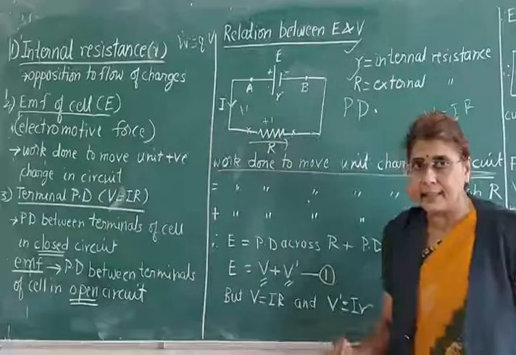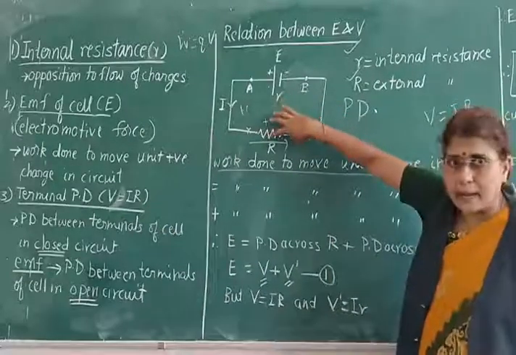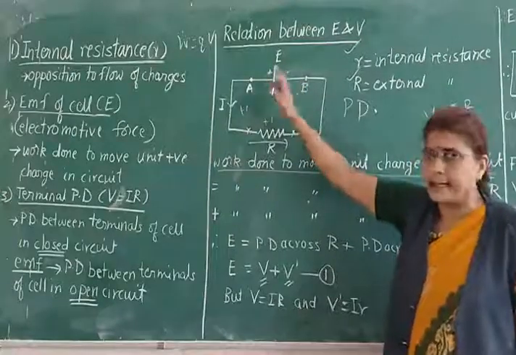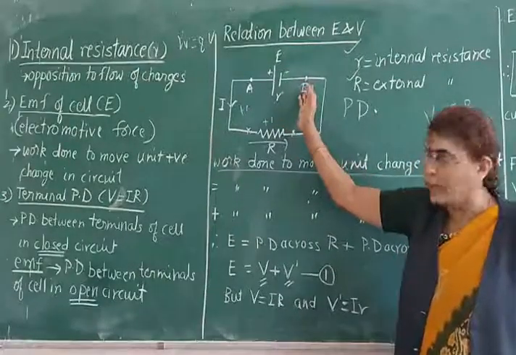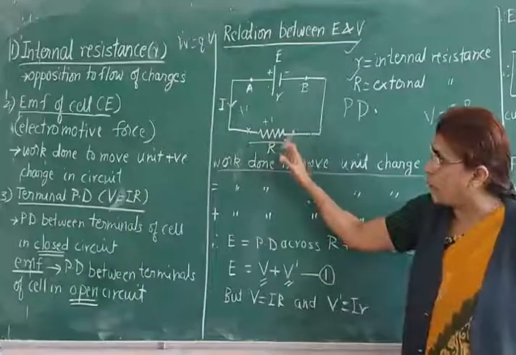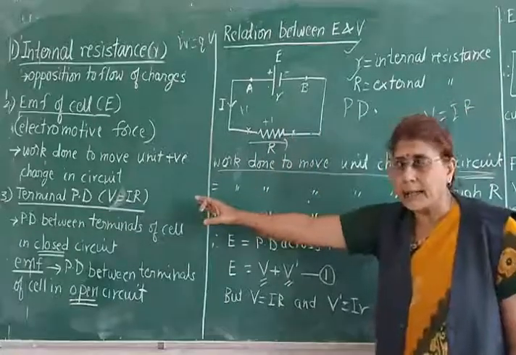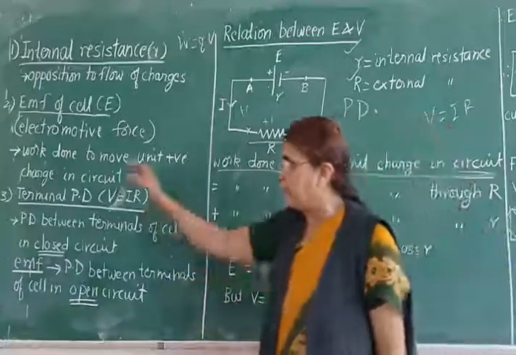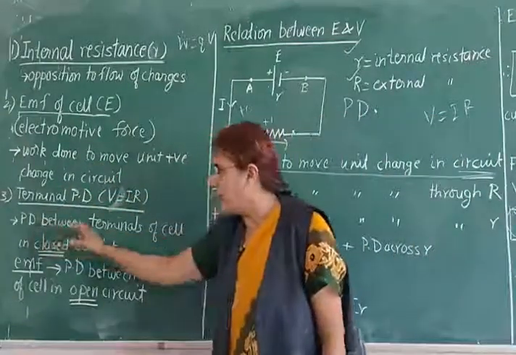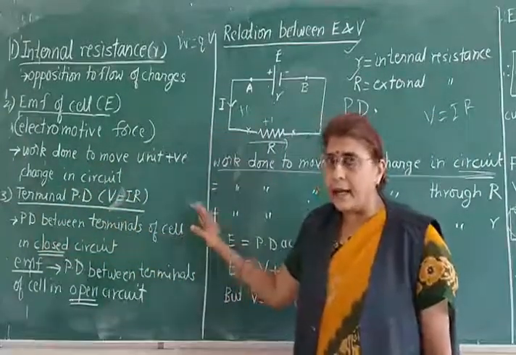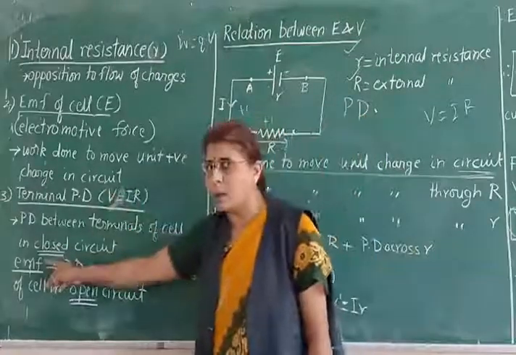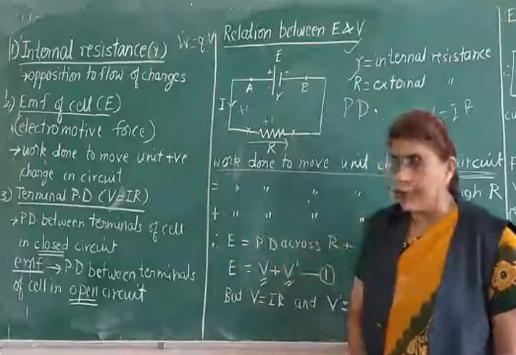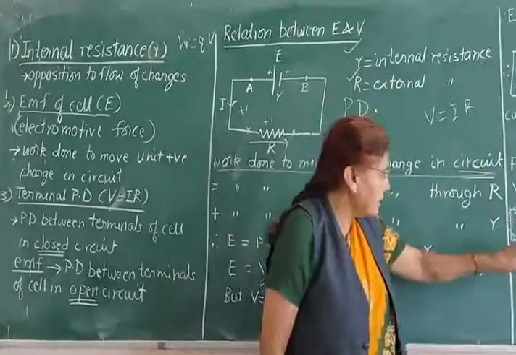So I will repeat once again. PD across R is equal to PD across the cell, because both are connected between the same two points A and B. So this value V equal to IR is called terminal PD. Remember the definition very clearly. I have written it here. It is the potential difference between the terminals of the cell under what condition? In closed circuit, when I flows in the circuit. So this V equal to IR is called terminal PD.